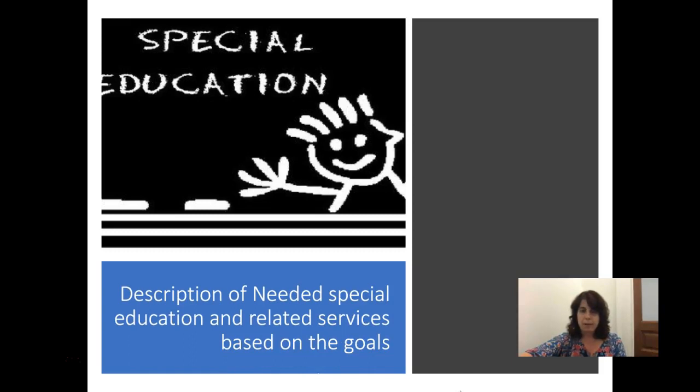So another part of an IEP is a description of the needed special education related services. So once you figure out what the goals are, how are you going to do that? So what specific special education services need to happen in order to meet those goals? How many minutes? What are the related services? So like, is there occupational therapy, audiology? Do they need assistive technology? Things like that. What needs to happen in order to make those goals achievable?